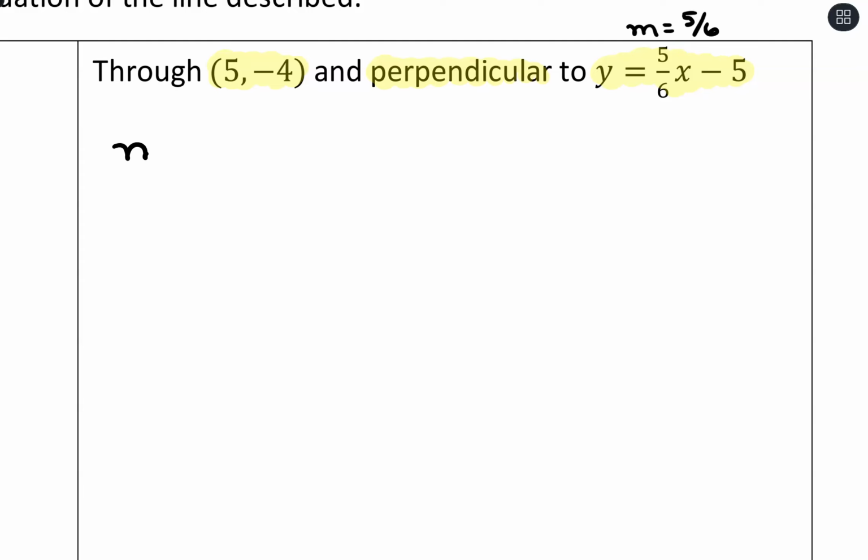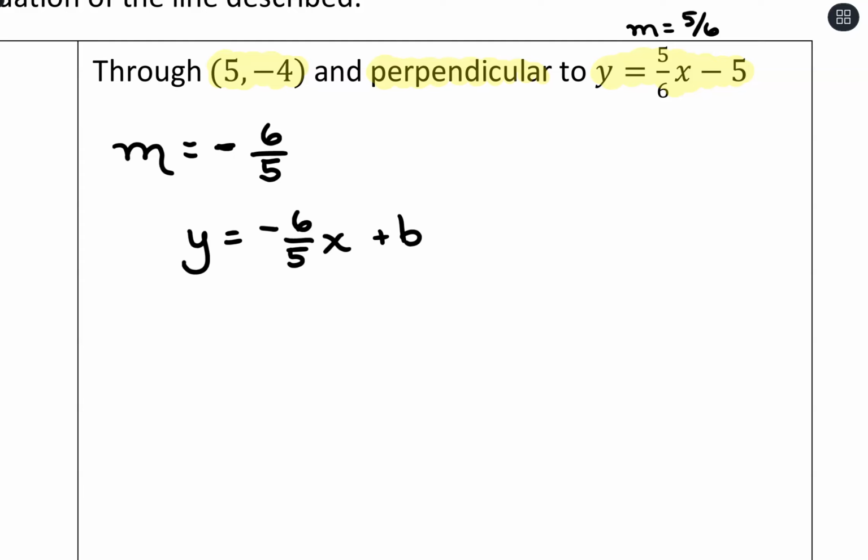So if I want my new slope to be perpendicular, well, my original slope is positive, so my new slope is going to be negative. And where it's 5/6, it's now going to be 6/5. So again, change the sign and flip. That makes it the negative reciprocal. So we know we have y equals negative 6/5 x plus b.